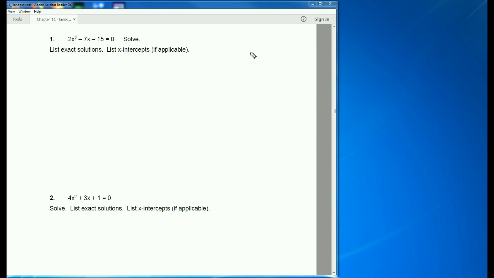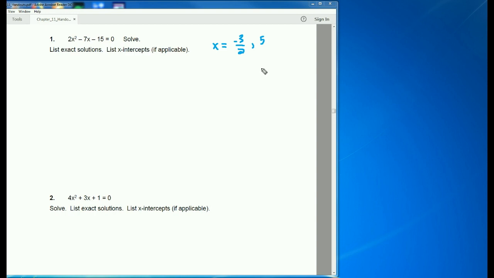So for the first one, hold on, I've got to find it in my notes. Okay, here we go. You should have gotten the two solutions: x equals -3/2 and 5. That means the x-intercepts would be, I'm just going to say this, not write it: the first point would be -3/2, comma 0, and the second point would be 5, comma 0.